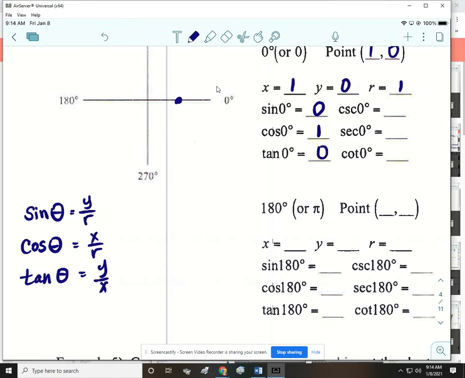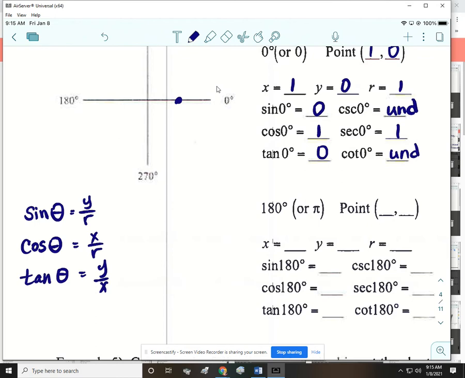Then for our reciprocal functions, we just flip over what we just found. Sine of 0 degrees was 0 over 1. When we do the reciprocal of that, we get 1 over 0. Anytime you have 0 in the denominator, the function is undefined. So the cosecant of 0 degrees is undefined. Then the reciprocal of 1 is just 1. And for cotangent of 0 degrees, it's the reciprocal of 0 again, and that's undefined.